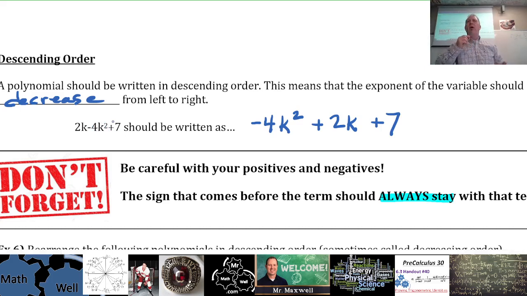Descending order. If there are multiple variables with multiple exponents, descending order isn't as important, I'll just be honest with you. Generally, the terms with the largest sum of exponents would then be written first, and then the next largest sum of exponents would be written next, and so on. But usually it's in descending order of one single variable. Okay? All right.